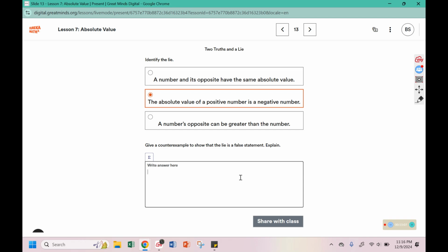So the absolute value of 42, we need a positive number, is positive 42. Distance is always measured with a positive number.